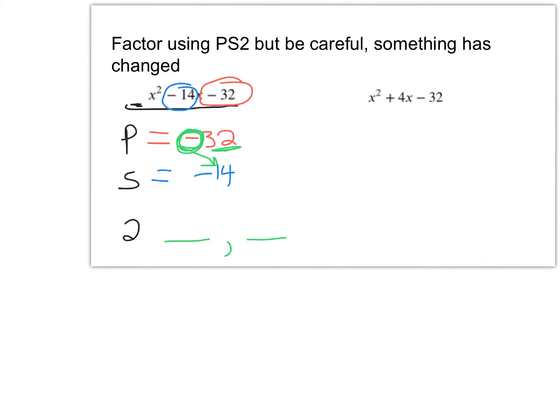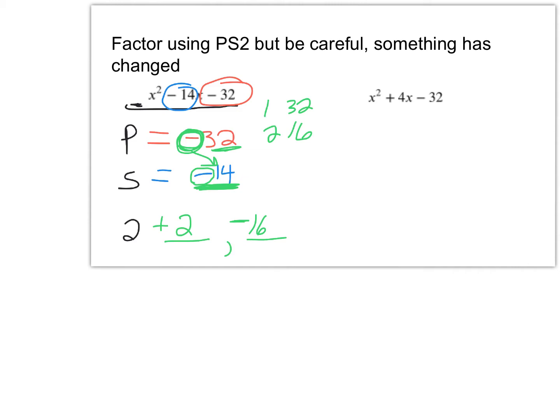When we list off our multiples, we'll go 1 and 32. Well, that subtracts to 31. 2 and 16, well, that subtracts to 14. So 2 and 16. Now another thing we have to be careful of is our signs. I want negative 14 here. Since my sum is negative, that means my larger piece had to be negative. So negative goes here. Now, if this is negative 16, how do I get to negative 14? Well, this has to be positive.